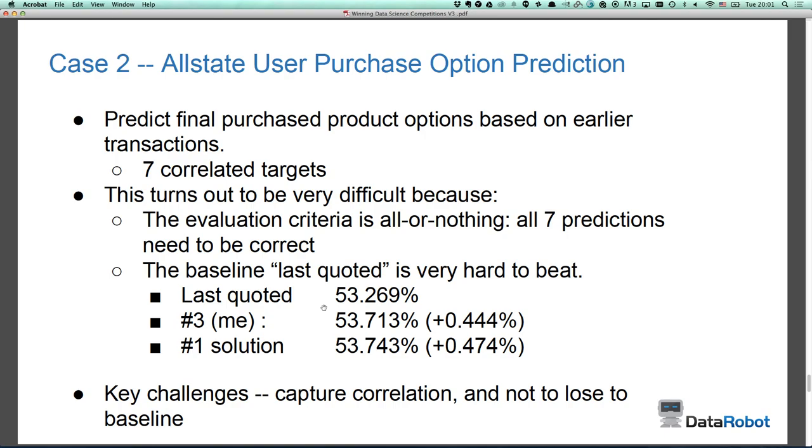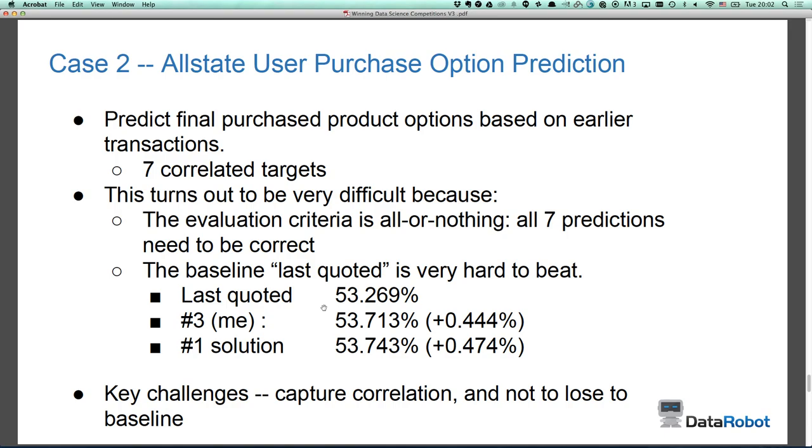They are called A, B, C, D, E, F, G, which represent the options people choose when they buy personal auto insurance policies from Allstate. So you can choose that you want comprehensive coverage, or a 100,000 limit on BI or PD, or whatever. This turned out to be a very difficult competition for 2 reasons. Actually, a lot of people hate this competition a lot.